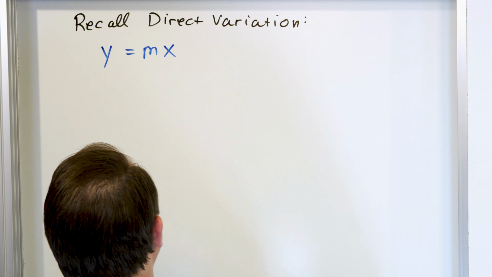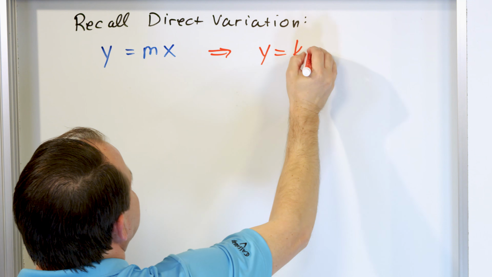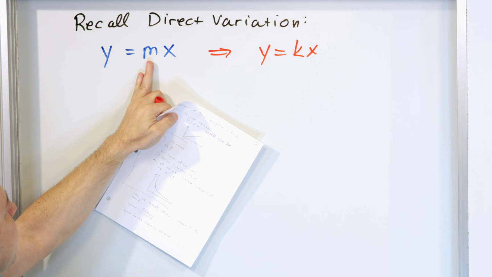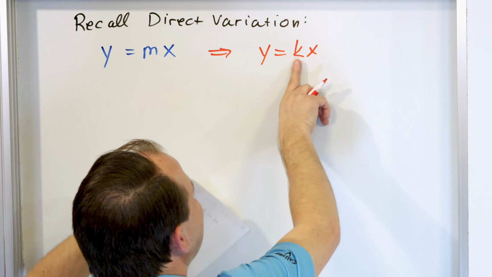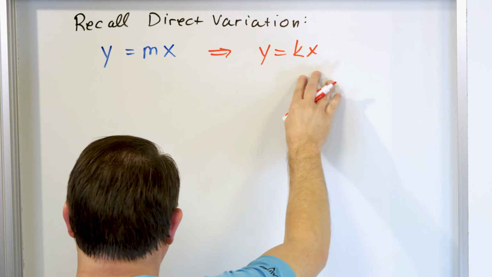But I also told you that oftentimes in books you'll see it written like this. y is equal to k times x. It's exactly the same equation. Here we're saying the constant of variation is m. Here we're saying the constant of variation is something called k. It's exactly the same thing, and this is often used as well.